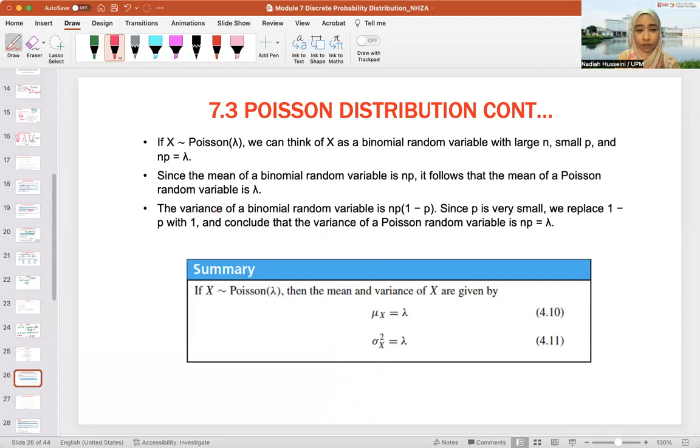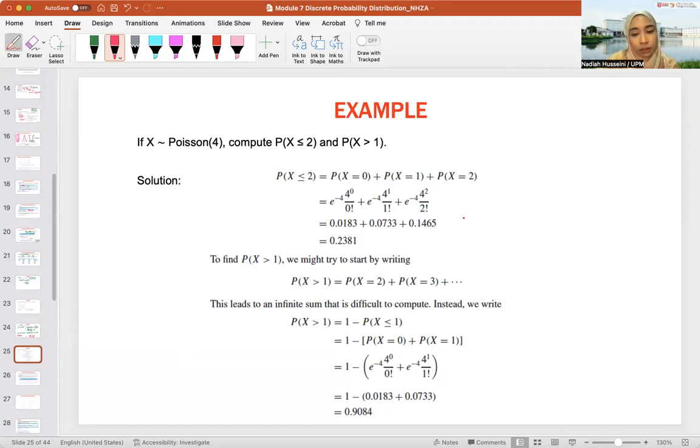Okay, so we talked about the probability mass function for Poisson, and it was e to the power of minus lambda, lambda to the power of x divided by x factorial. And the answer from the previous example was the summation from x equals 0 up until x equals 2 of e to the power of minus lambda, lambda to the power of x divided by x factorial. Okay, sorry for the typo.